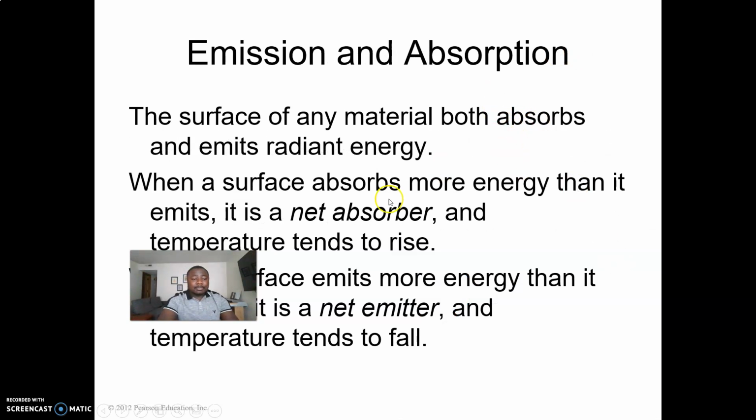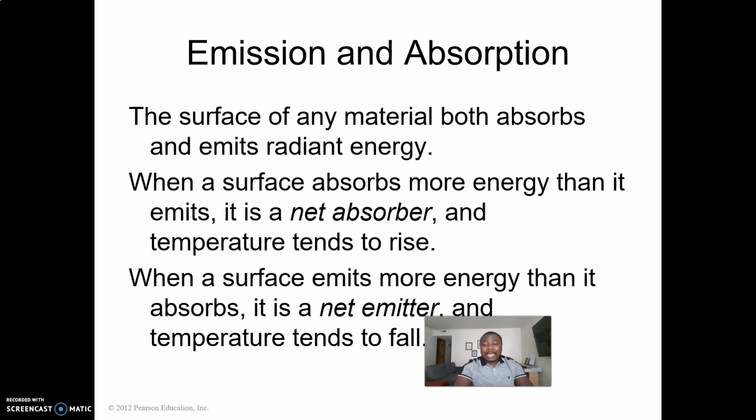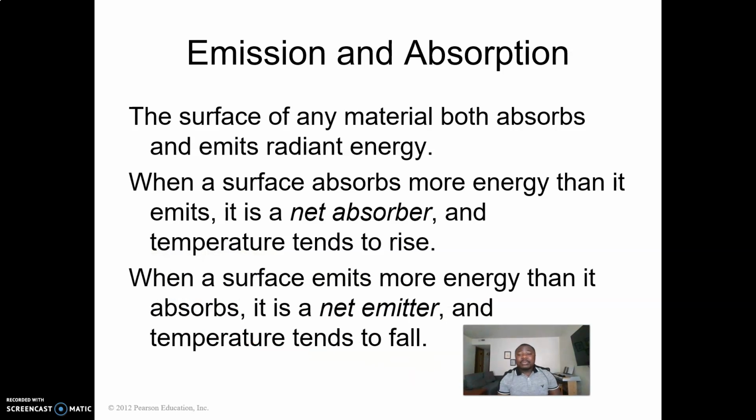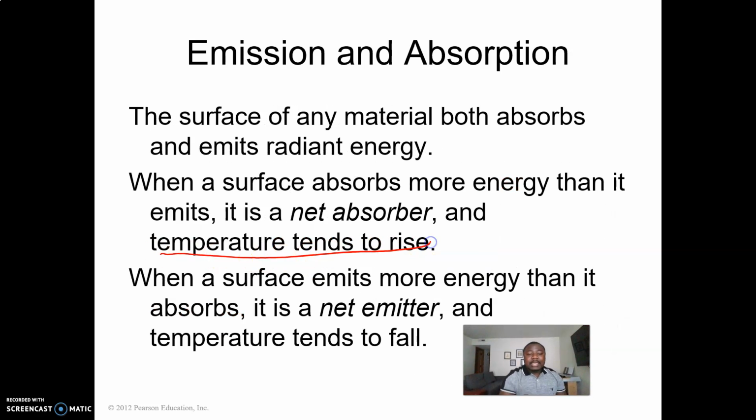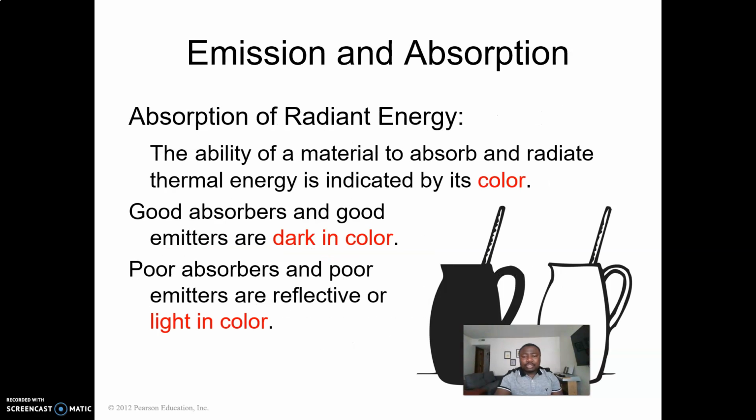Let's look at the last thing, emission and absorption. The surface of any material both absorbs and emits radiant energy. When the surface absorbs more energy than it emits, it's a net absorber, and as a result the temperature is going to rise. When a surface emits more energy than it absorbs, it's a net emitter, and the temperature tends to fall.